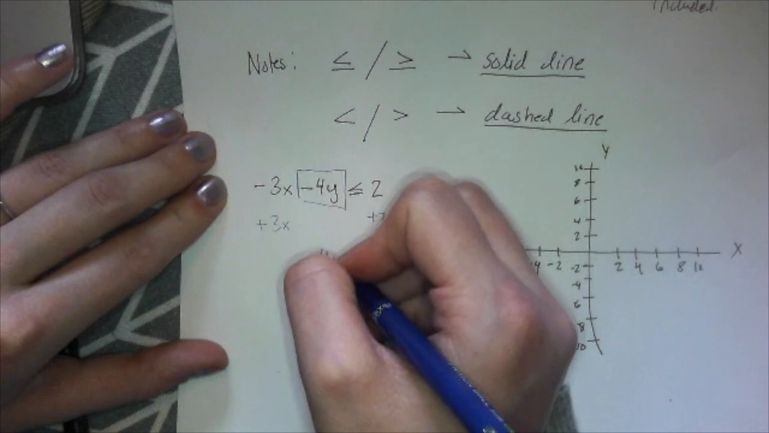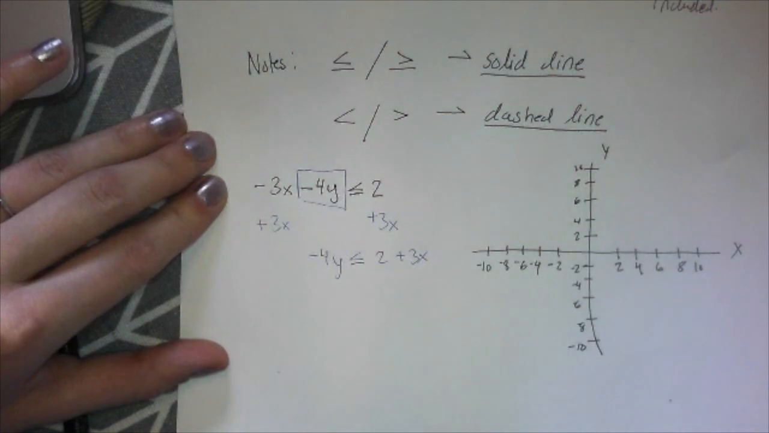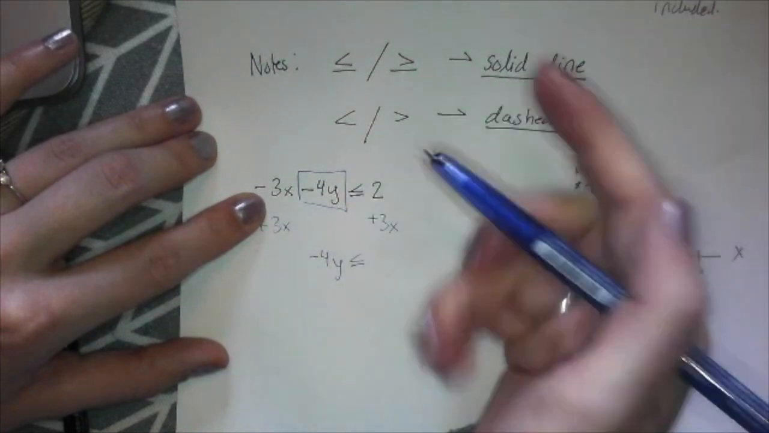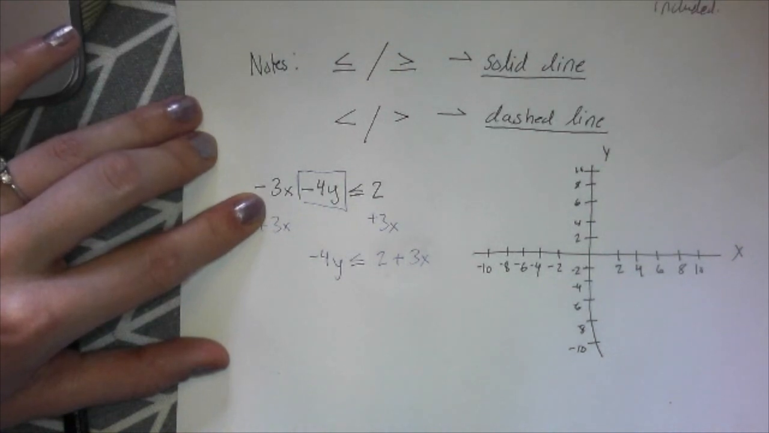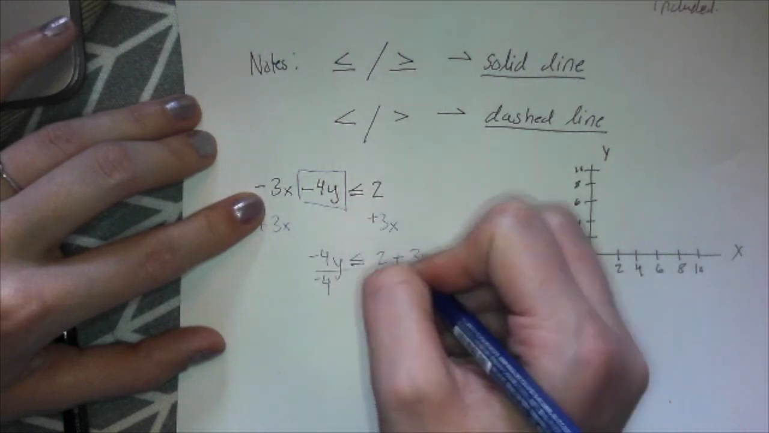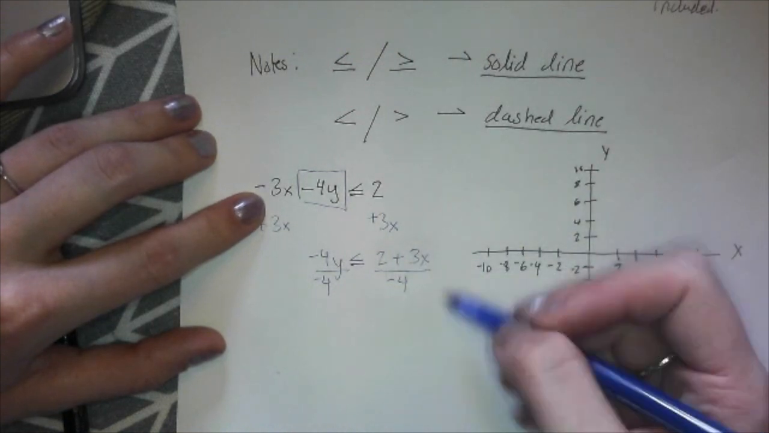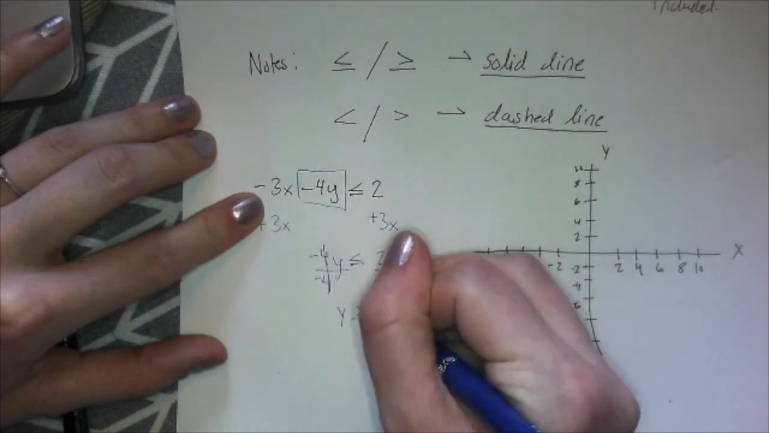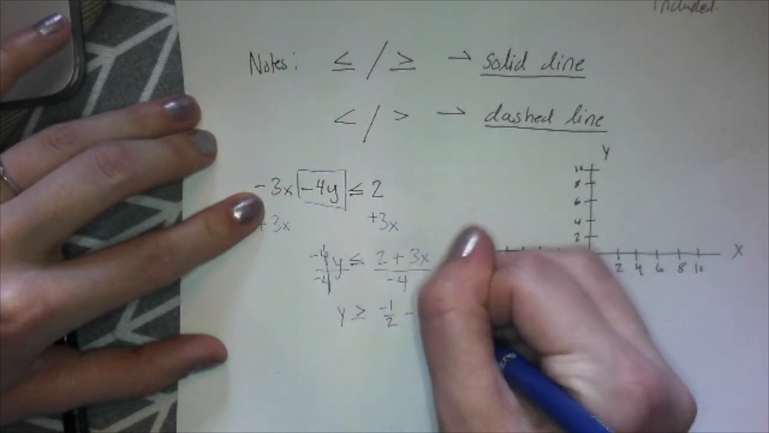We are left with negative 4y greater than or equal to 2 plus 3x. So we need to know that we can find the slope and the y-intercept, and the order doesn't matter. It matters which one has the x and which one does not. All right, so we're going to go ahead and divide by negative 4. And remember, when you divide both sides by a negative number like this, you switch the sign. So we get y is greater than or equal to negative 1/2 minus 3 over 4x.